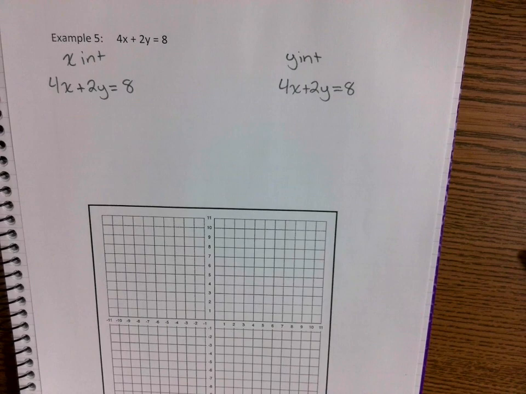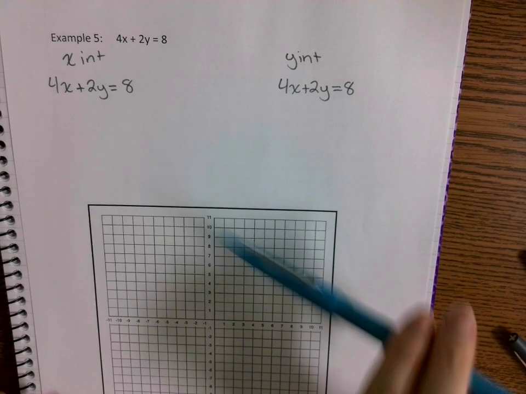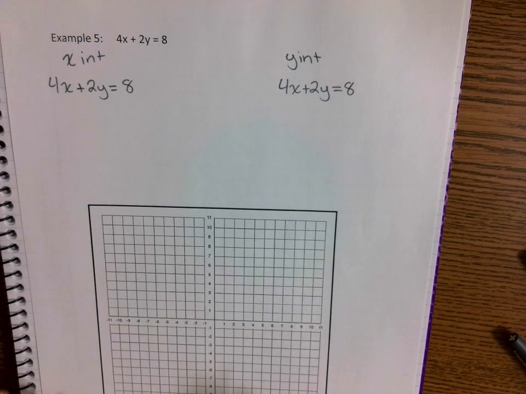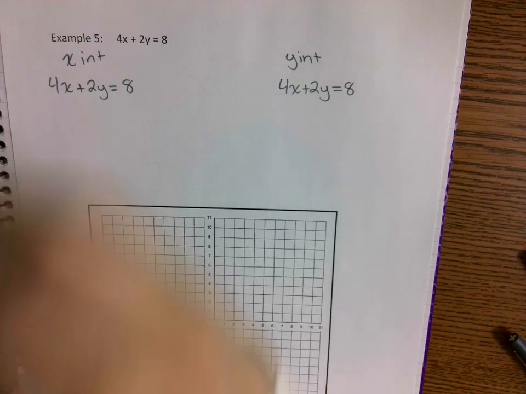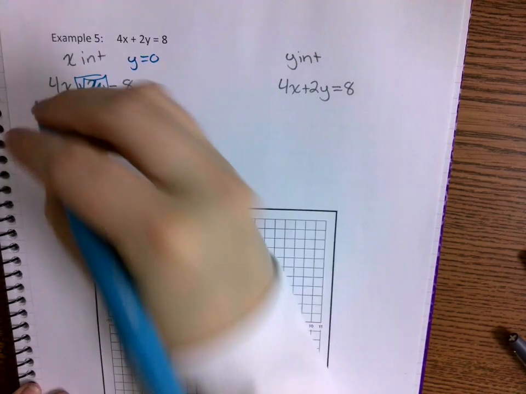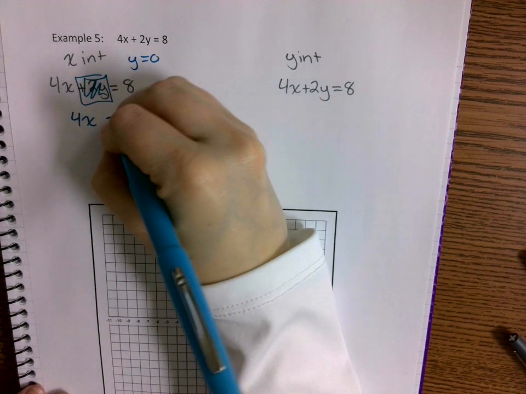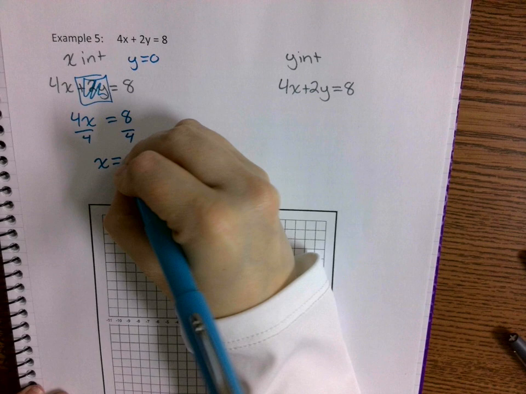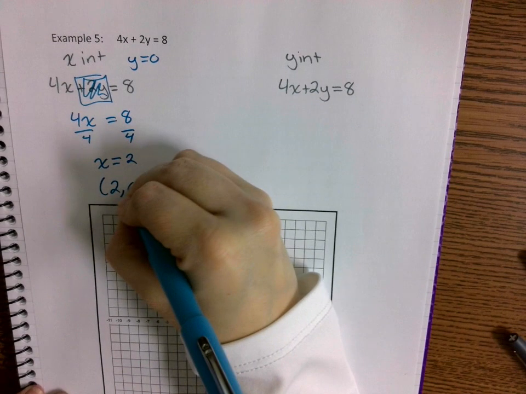Okay, real quickly, for example number 5, Abby, what did you get for your x-intercept? That's the wrong one. Example 5. 2, positive 2. So remember, y is going to be equal to 0. We're going to go ahead and get rid of the y, and we're left with 4x is equal to 8. We would then just divide both sides by 4 and get x is equal to 2. We would plot it at the point 2, 0.